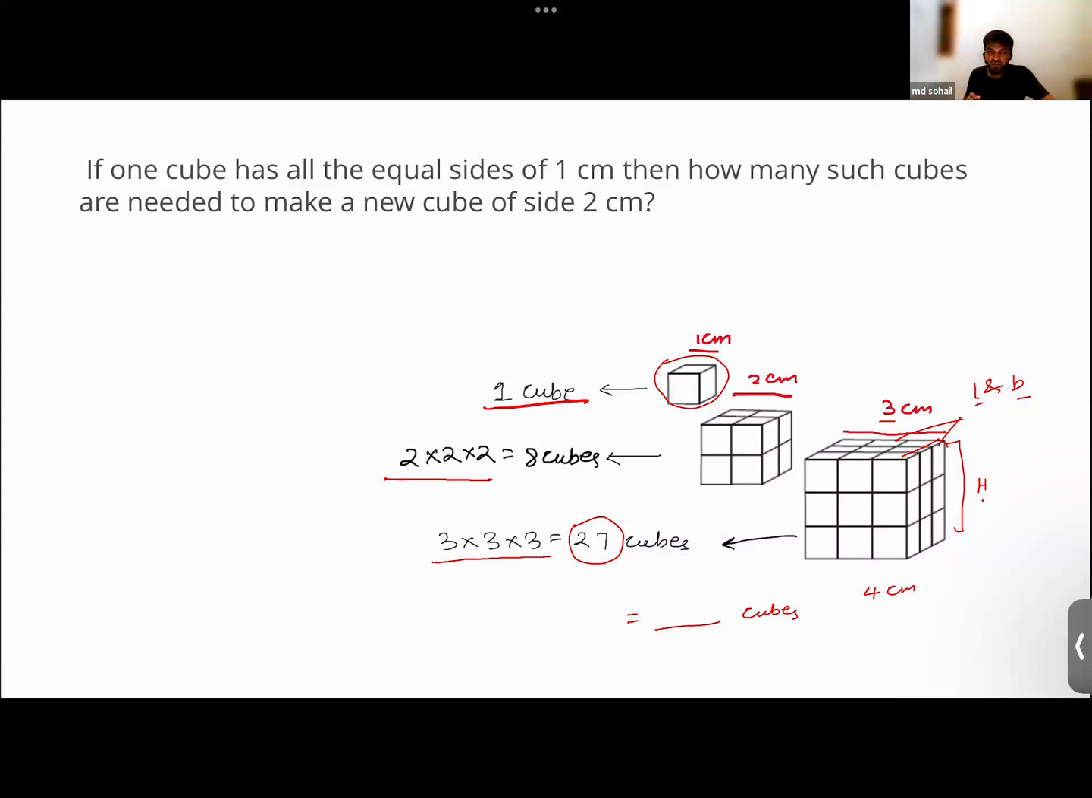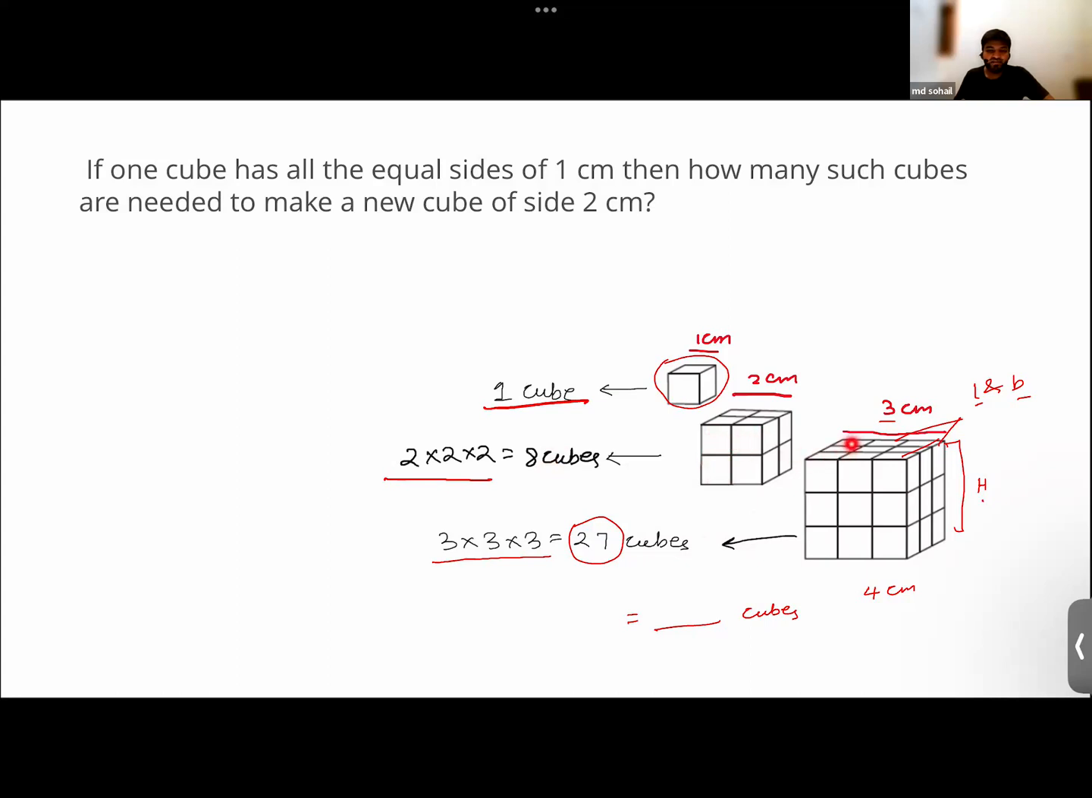Look, in the first case, what is the side of the cube given? It is 1 centimeter here. In the second figure, I required to form such a cube in which each side measures 2 centimeter, whether the height of the cube, the length, or the breadth. So how many cubes did I join? I joined 8 cubes together. Then I got such a cube in which each side was measuring 2 centimeter.